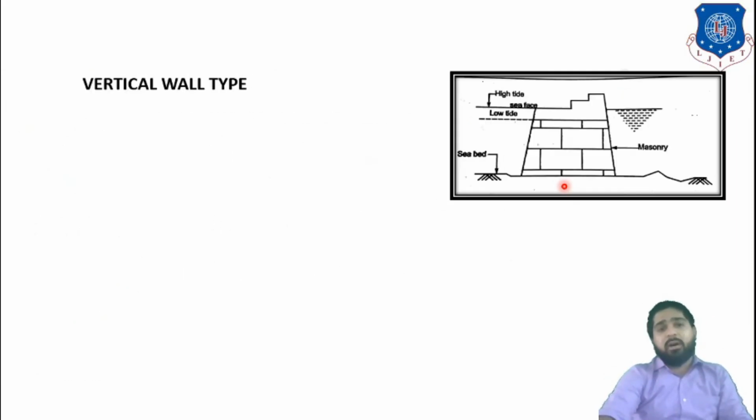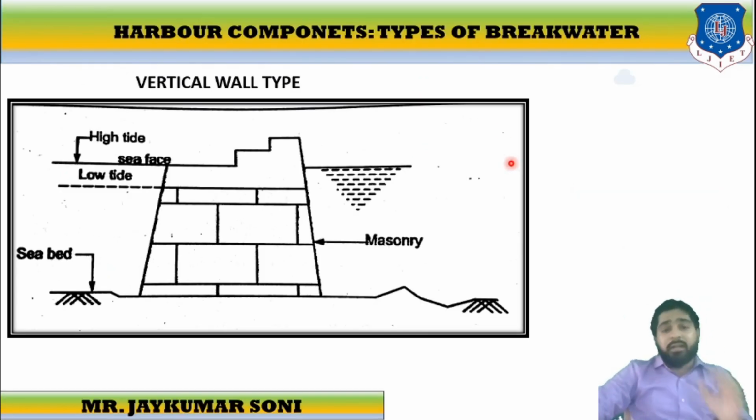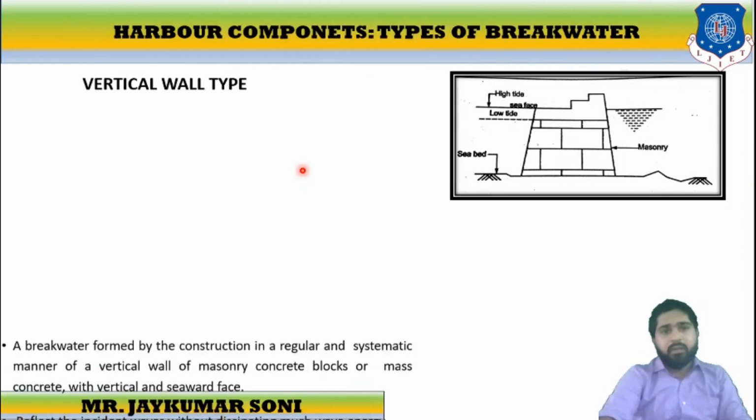Now if we discuss the vertical wall type, it looks like this. It has various elements, such as high tide sea phase, low tide sea phase, a masonry structure, and then the seabed is provided. This is the vertical wall type.